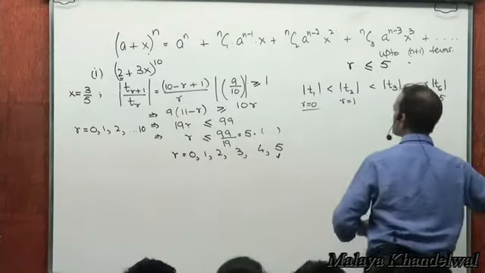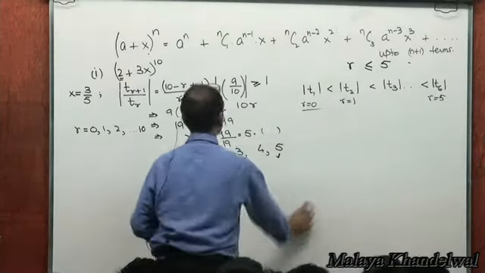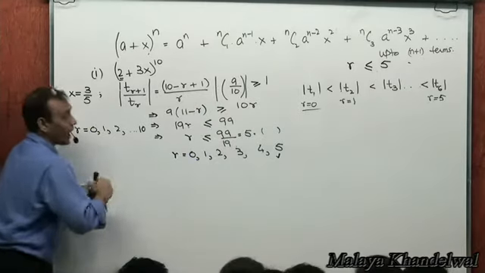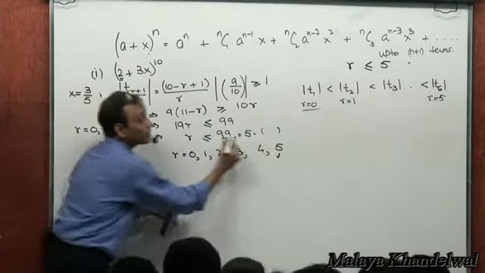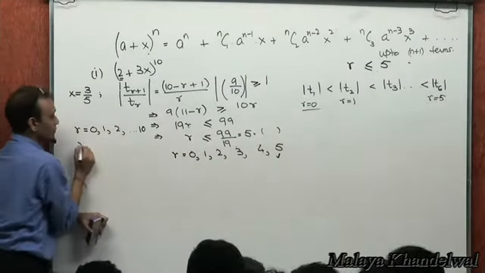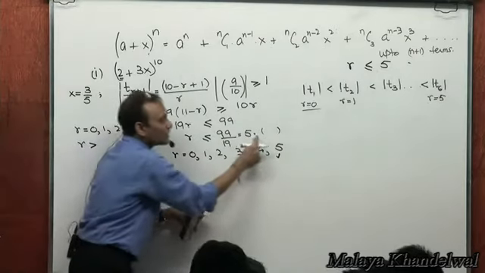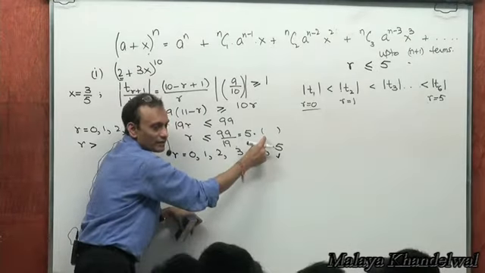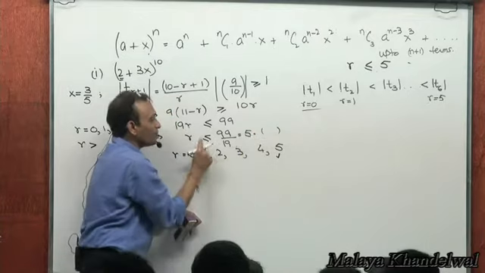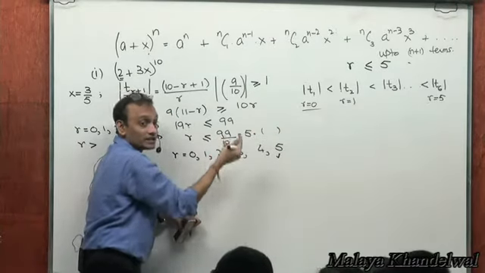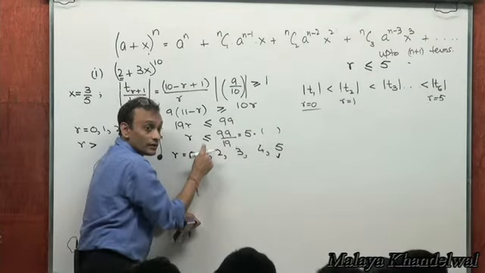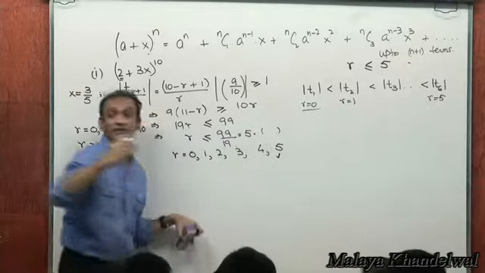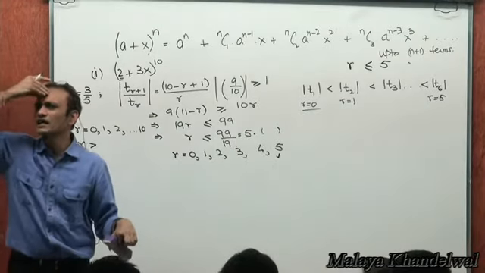Now, after this, for r greater than 5 point something, that means r greater than or equal to 6. See, up to this it's increasing. For r equal to 6 onwards, the sequence will decrease. Yes or no?